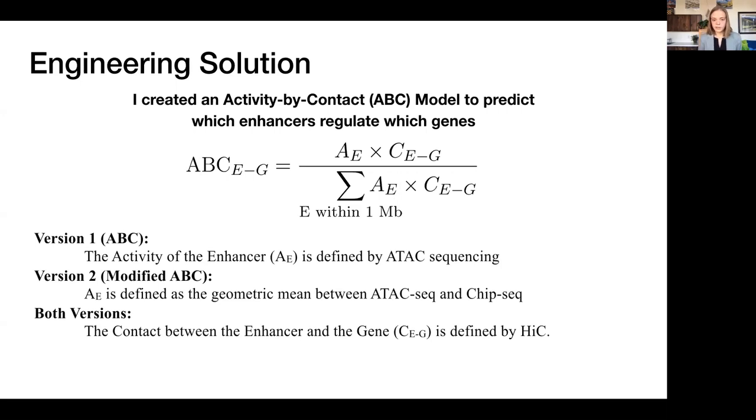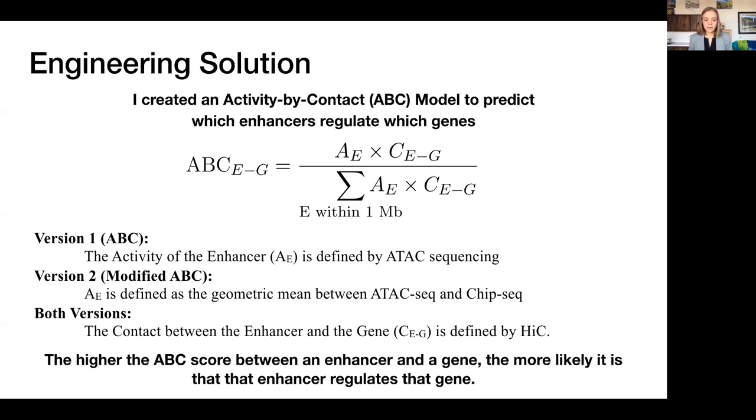And I actually created 2 different versions of this score. In the first version, the activity of the enhancer is defined solely by ATAC sequencing. And in the second version, which I'll refer to as modified ABC, the activity of the enhancer is the geometric mean between ATAC sequencing and ChIP sequencing. And I use this to determine whether ChIP sequencing was necessary in the calculation of the ABC score. And in both versions, the contact between the enhancer and the gene is defined by Hi-C. So basically, the higher the ABC score is between an enhancer and a gene, the more likely it is that that enhancer regulates that gene.